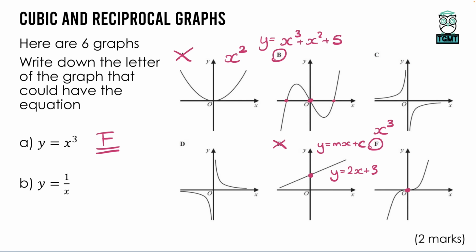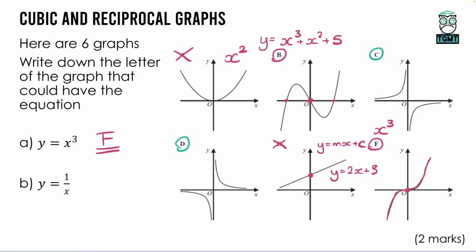The graph of x cubed on its own just has this one, what I'll call a squiggle, that squiggles up, goes through the origin, and then continues going up. So that's our graph of x cubed. We then have two reciprocal graphs. So for graph D and graph C, we have a reciprocal.